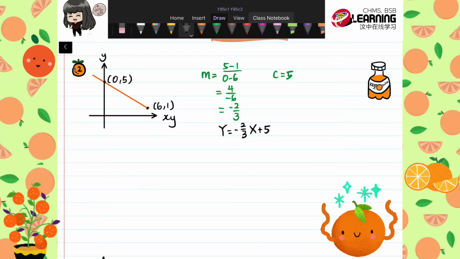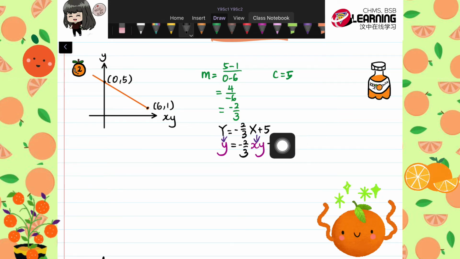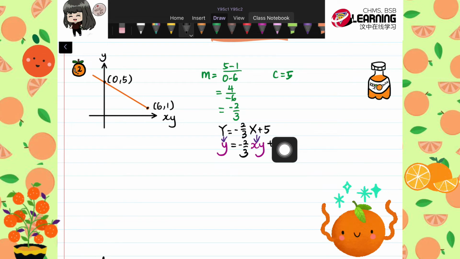My step 2 is sub whatever that is my big Y and big X into the equation here. So this will be my y equals to negative 2 over 3 xy plus 5. I sub in here. And then next is make y as subject. Actually, you can leave it like this, but if the question says form an equation... if they didn't say form an equation, they say specifically express y in terms of x, this is not y in terms of x yet. Why? Because you have another y here. So you have to make y as subject, right?